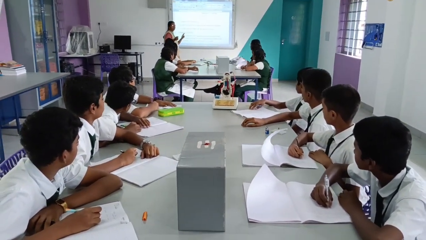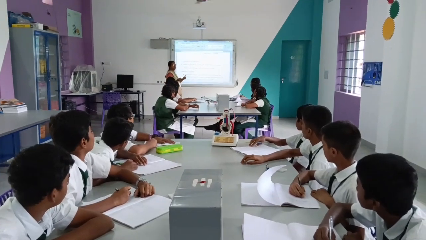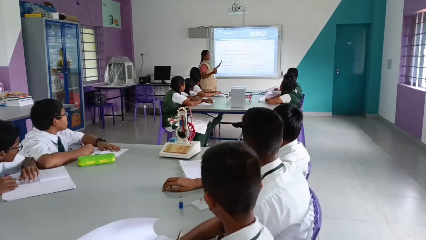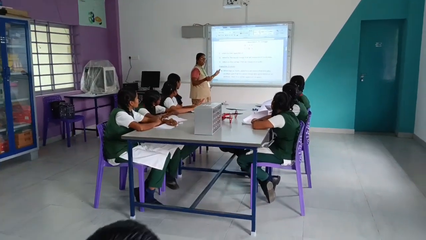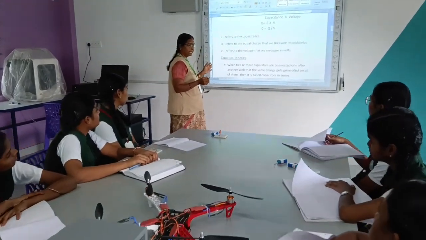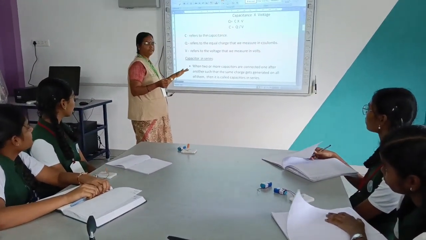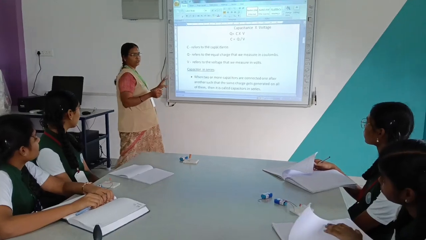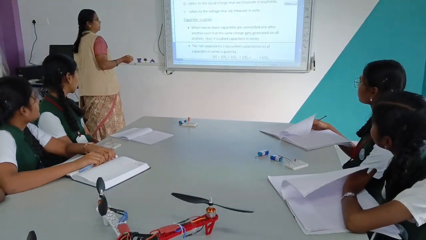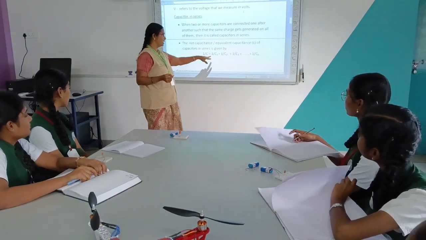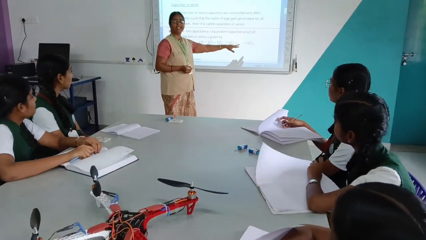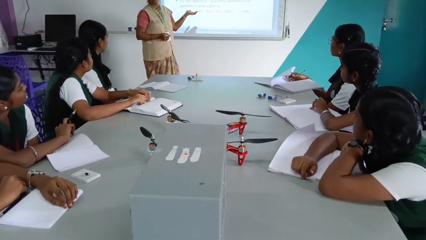There are two types of capacitor connection, series and parallel. What is meant by series? Series means two or more capacitors are connected one after another such that the same charge gets generated. All of them together are called capacitors in series. The formula is 1 by Cs is equal to 1 divided by C1 plus 1 divided by C2 plus 1 divided by C3 and so on up to 1 divided by Cn.